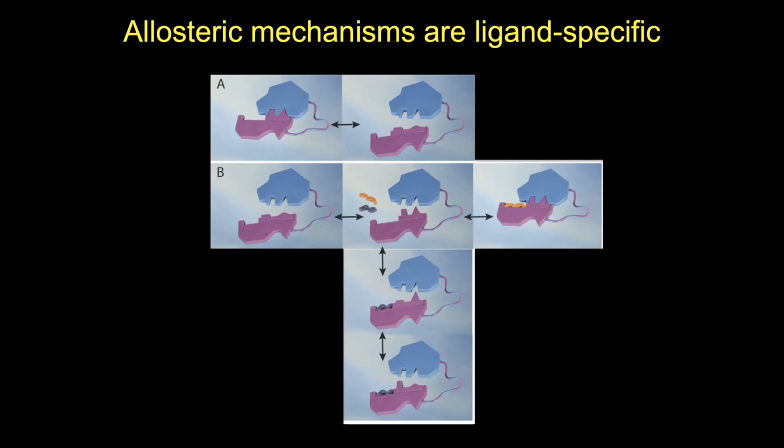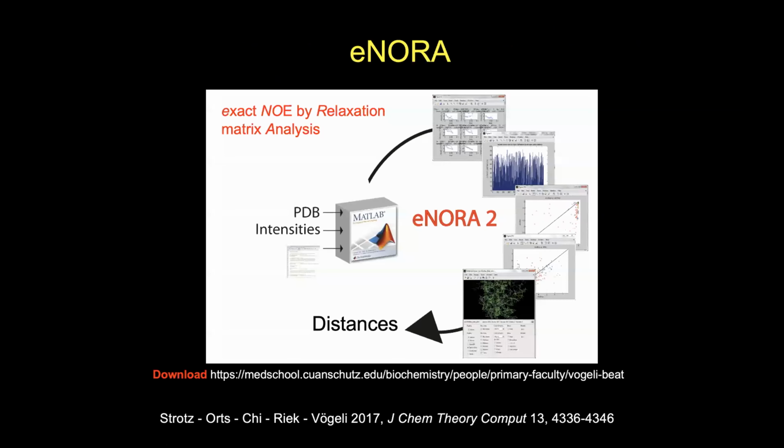Okay, so that's now enough about what we can do, and now I'd like to move on to the software. As I have mentioned before, our newer versions of our program are run through Cyana. However, we started this whole software in MATLAB. And we have also produced in the end a very nice version. So our software is called INORA, which is short for exact NOE by relaxation matrix analysis.